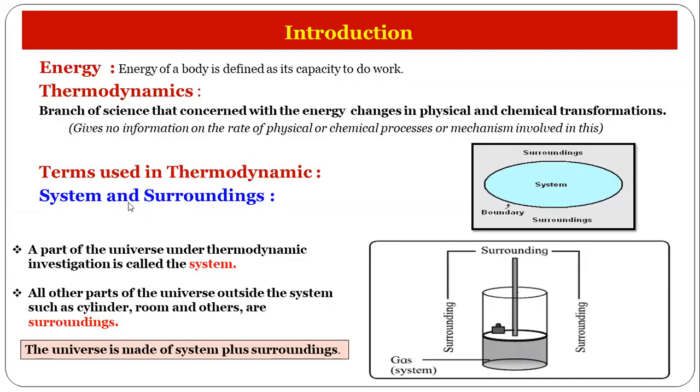What is meant by system and surroundings? Once again, I will do a quick revision. See, system and surroundings: a portion of the universe which is taken for the thermodynamic study is called a system. In this example, we can see gas is a system, and this is surroundings.